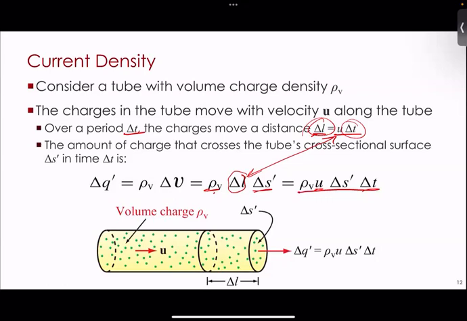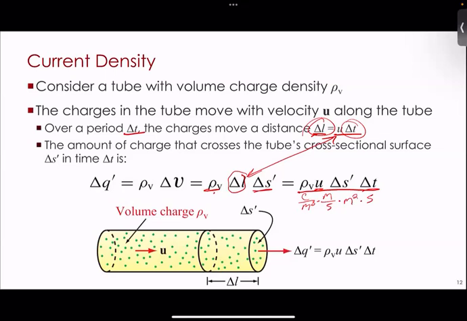You already said that the units of rho V are coulombs per meter cubed. What would the units of U be? Yep, it's a velocity, it's a speed. What would the units of delta S be? First of all, think about what delta S is. What does delta S represent? Yeah, so if it's a cross-section area, what would the units be? Yep, it's an area, so it's meters squared. And delta T would just be seconds.